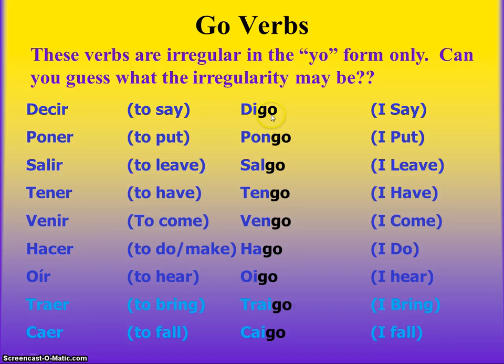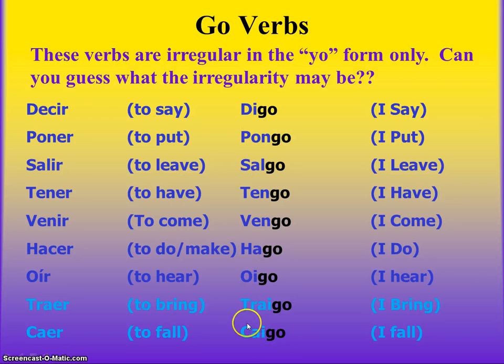We have digo for I say, pongo, I put, salgo, I leave, tengo, I have, vengo, I come, hago, I do, oigo, I hear, traigo, I bring, caigo, I fall. So all of these are going to end with go. And there are some other changes in some of these, like decir, the E is going to actually change to an I. There's a reason for that, but we won't go into that right now.